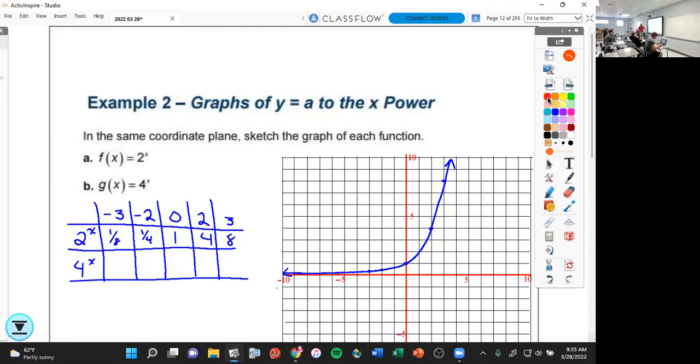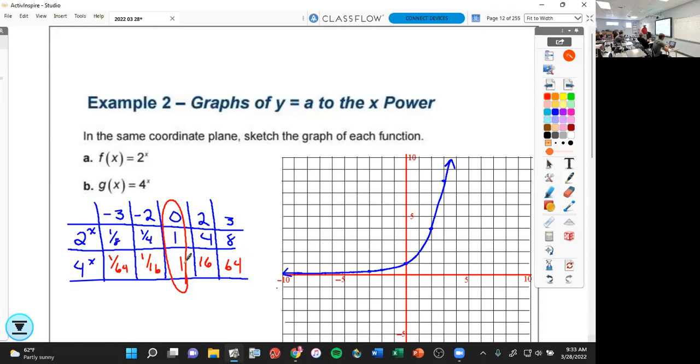Let's do 4. 4 to the negative third. 1/64. 4 to the negative 2. Okay. 4 to the 0. Interesting. 4 squared. 4 cubed. Okay. This is interesting. Why? Anything raised to the 0 power is 1.